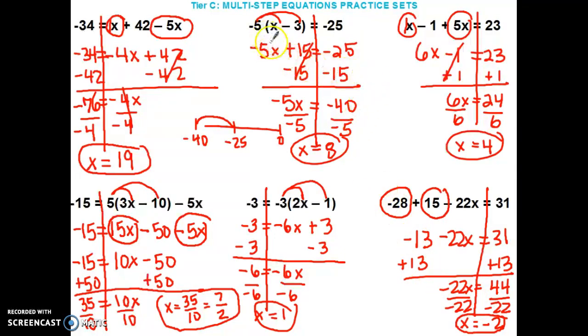Y'all, come on, let's get these multi-step equations right so we can move on with our life. There is no reason to be struggling the way the struggle is so real for some of y'all. We're great teachers. We're trying to help your life.